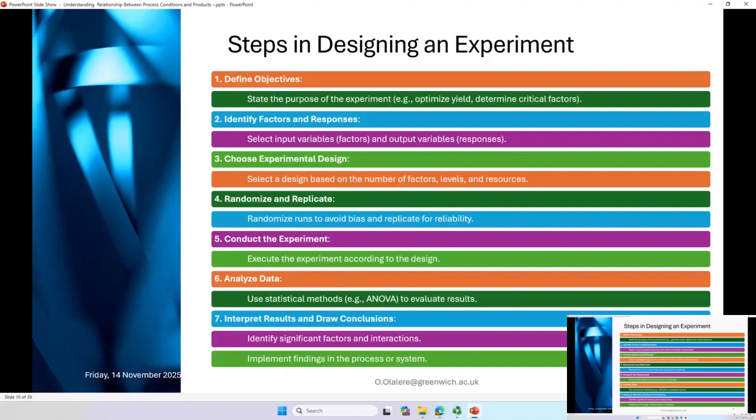So the steps in designing. This is very important. When I say it's important, don't read this for the exam, right?